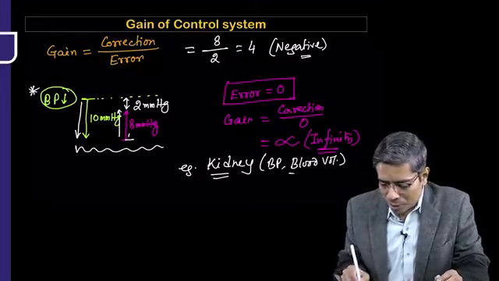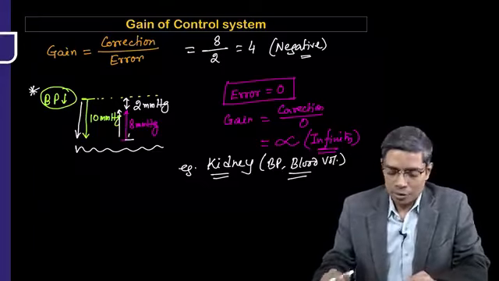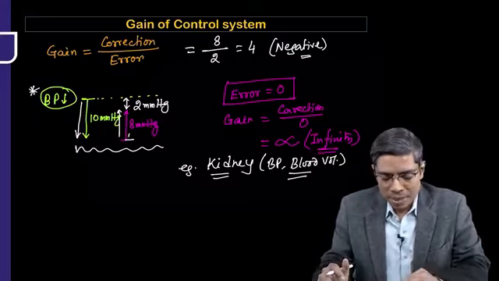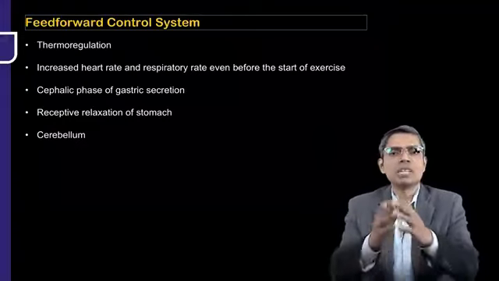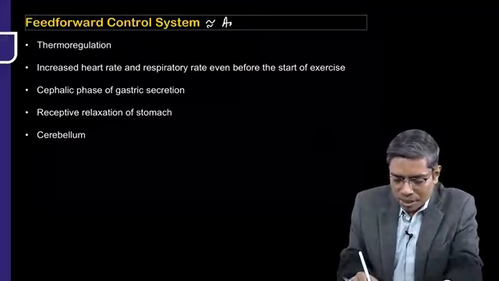These are the two examples where residual error is zero and gain of the control system is infinity. So these are the important things that you have to remember for your MCQ purpose. Now you look at the examples of feed forward control system. So what is feed forward control system? All of you know that feed forward control system is nothing but an anticipatory control system.